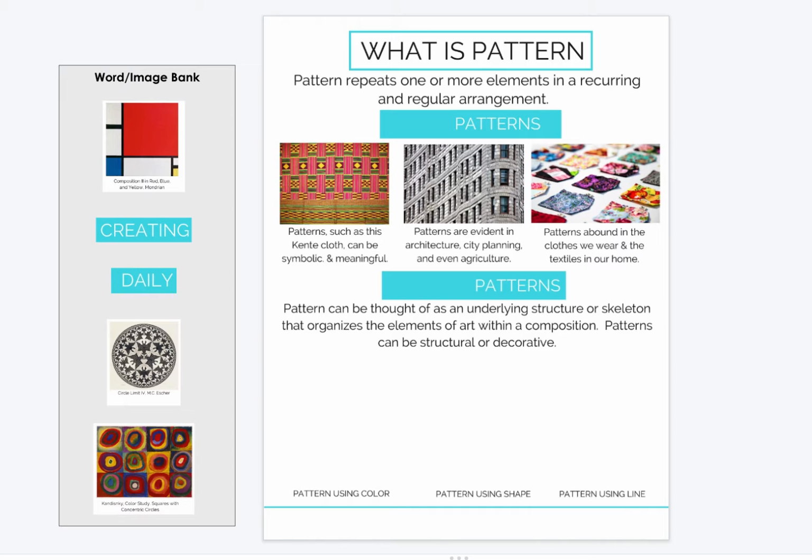Okay, so let's get a little bit more in detail here. First thing we're going to do is there are actually a couple of ways that we can see pattern. So we're going to start off with daily patterns. These are things that we see around just in our daily lives. So we walk around and we notice things that repeat in any kind of way. For example, we have patterns such as this cloth. Okay, we can see that the symbols here are repeating.